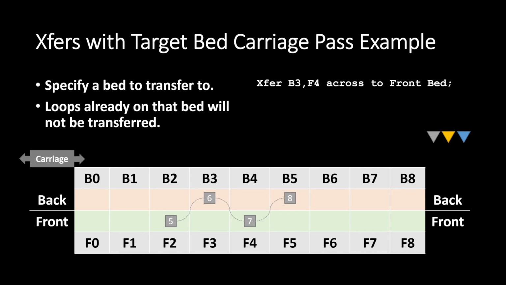In KnitScript, you can often specify which bed you want to move things to. So if you're specifying a bunch of loops all at once, some of which are already on the front bed or the target bed, then they're not going to be moved. But the ones that are on the back bed are going to be moved to the front bed. You would say this by saying xfer B3 and F4 across to the front bed. There's B3 moving, but F4 doesn't do anything because it's already on the front bed.